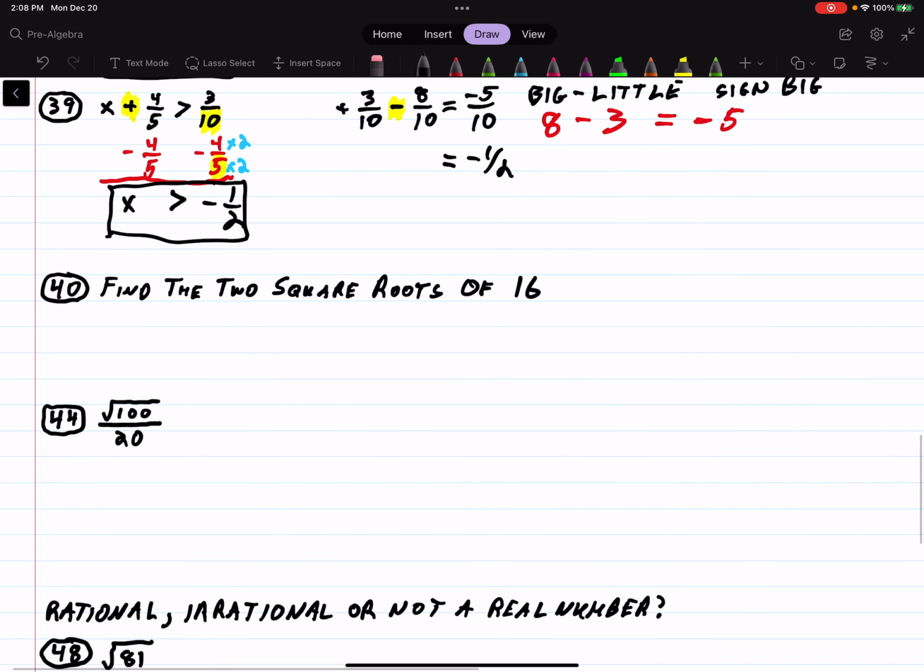Now find the two square roots, number 40, of 16. Well, if you remember correctly, when they ask you for the two square roots, all they're saying is what is the square root of 16? Well, we know that 4 times 4 equals 16, so the square root of 16 is 4, and we could have made it negative 4 times negative 4 also equals 16, so the answer to this problem is just plus or minus 4.